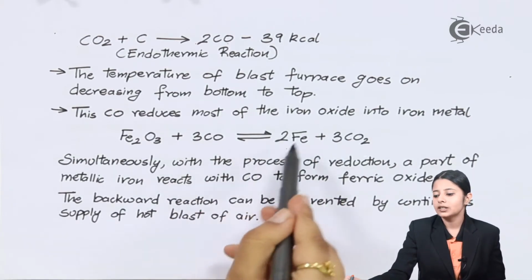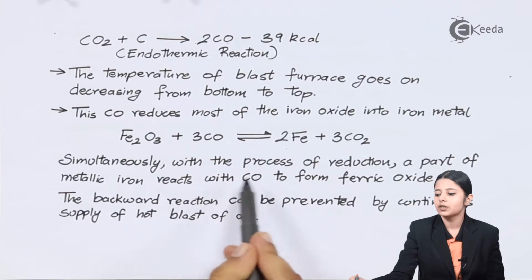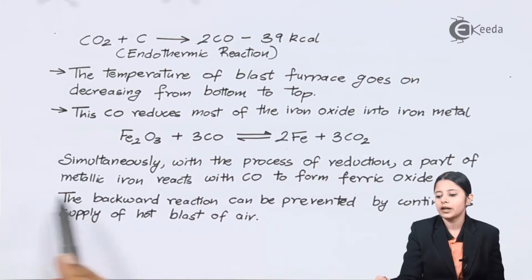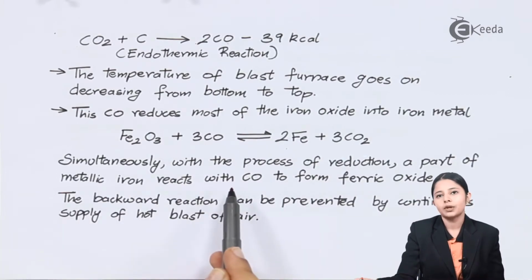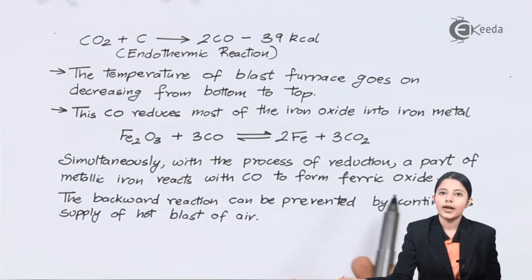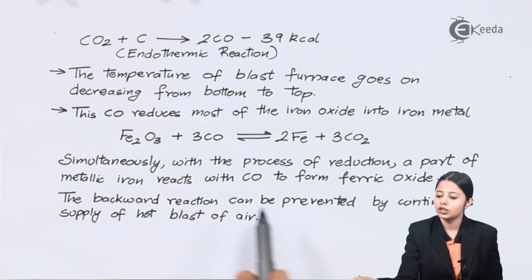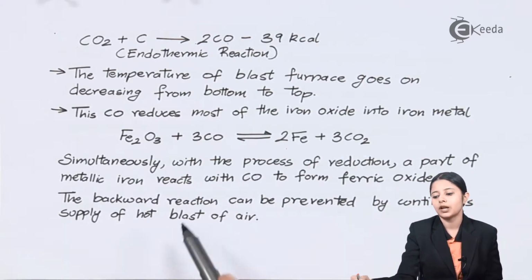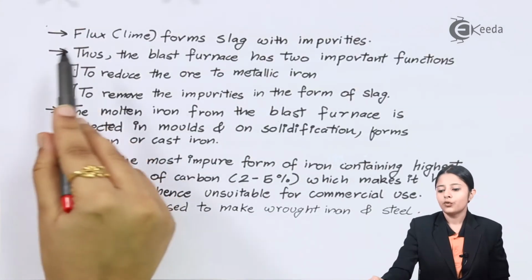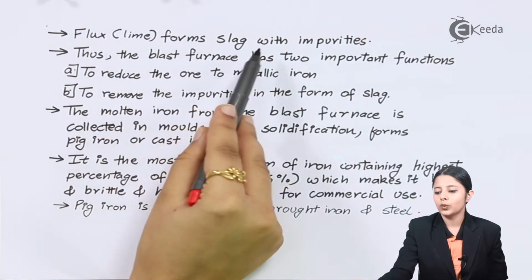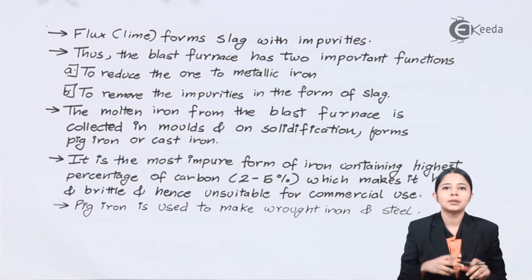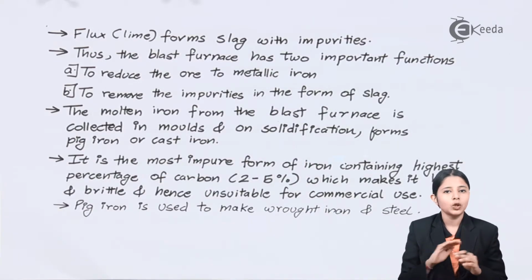Since I had told you that this is a reversible reaction, why? Because in the process of reduction, a part of metallic iron reacts with carbon monoxide again to form ferric oxide. The backward reaction can be prevented by continuous supply of hot blasts of air. Flux or lime forms slag with impurities. Now what do I exactly mean by slag? Slag is nothing but all the impurities which are fused together.